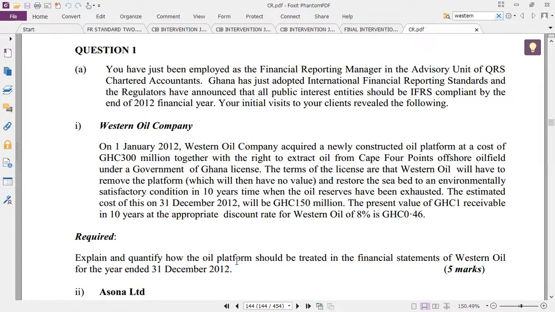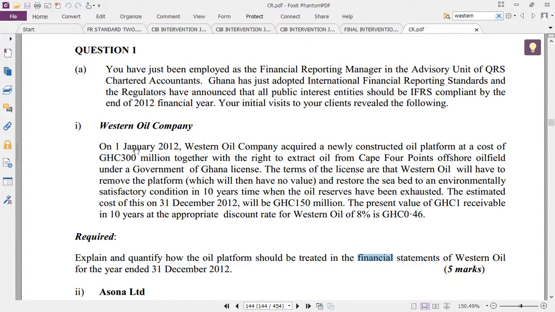Explain and quantify how the oil platform should be treated in the financial statement. They say financial statement. So they need P&L and what? The financial position. Now this is dismantle cost or cost of site restoration or decontamination cost. So let's quickly provide the entries.